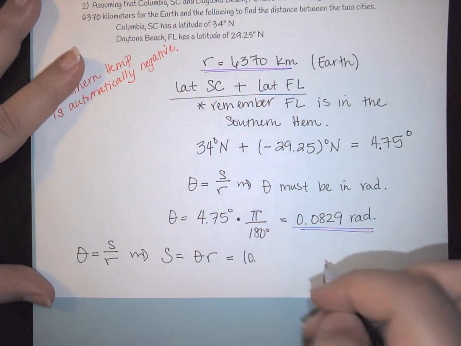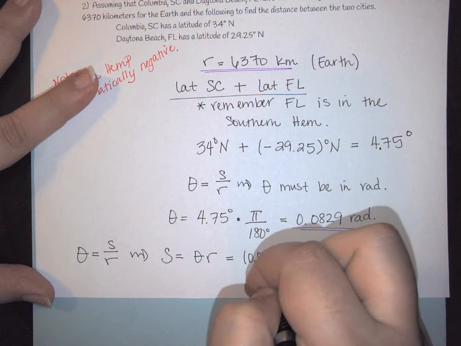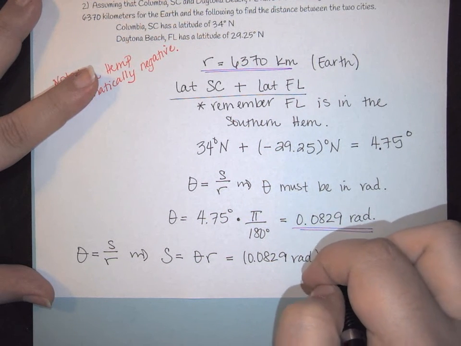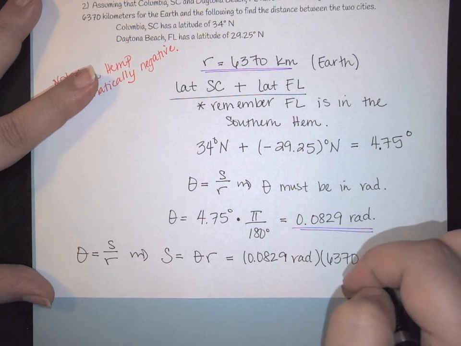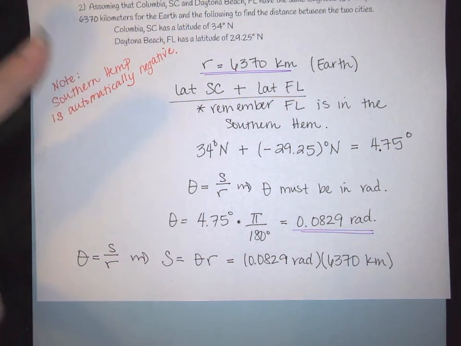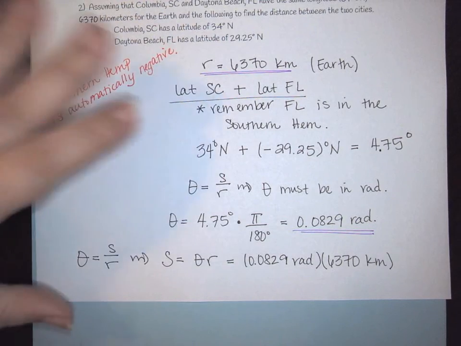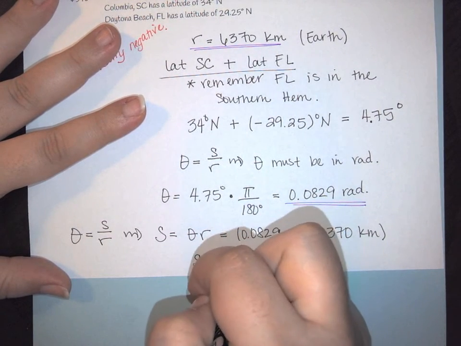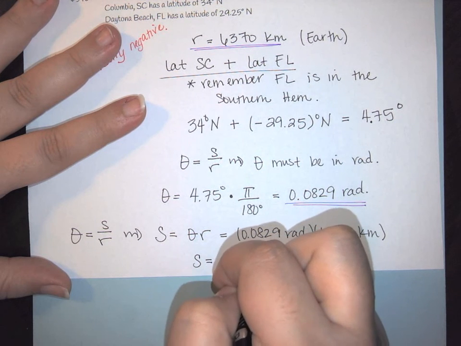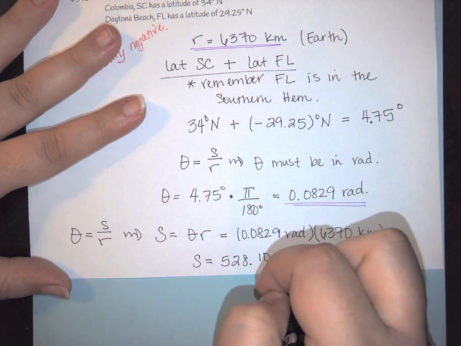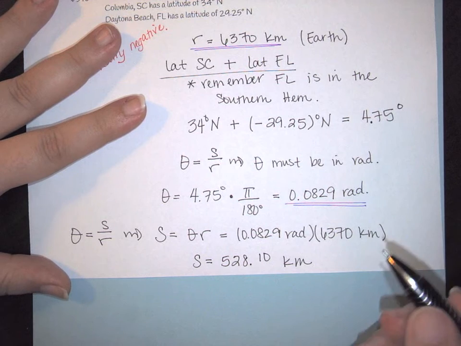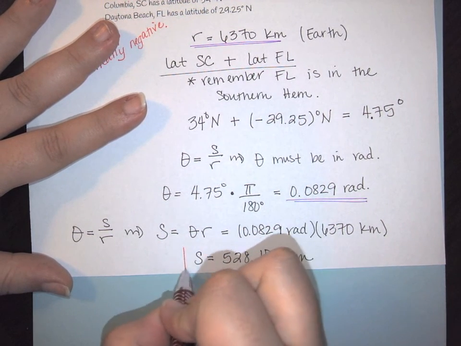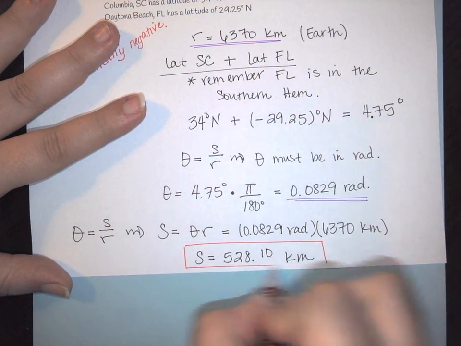Plug in the information that I know. So I have 0.0829 radians times 6370 kilometers, and this is going to give us our distance. And so in this case we end up with S being 528.10 kilometers. And this is what we wanted to find.